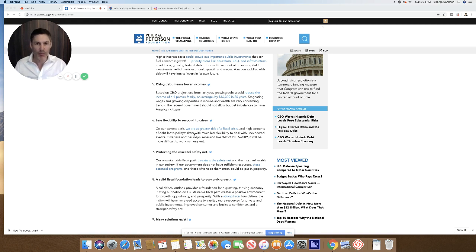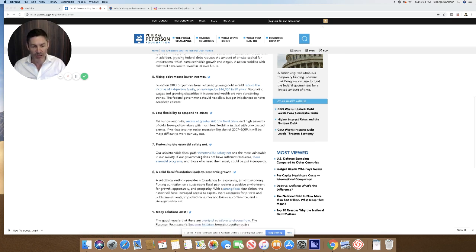So again, I'm trying to go faster here and not really get too much into the weeds, but why you should care as a real estate investor is because if a government has more ammunition at their disposal to counter the effects of a recession, that's going to stabilize home prices. That's really the bottom line. Okay, protecting the essential safety net.